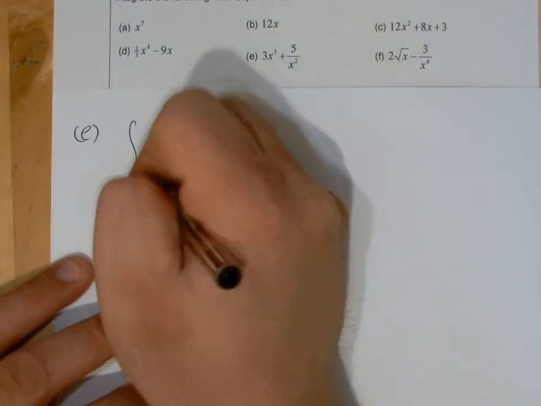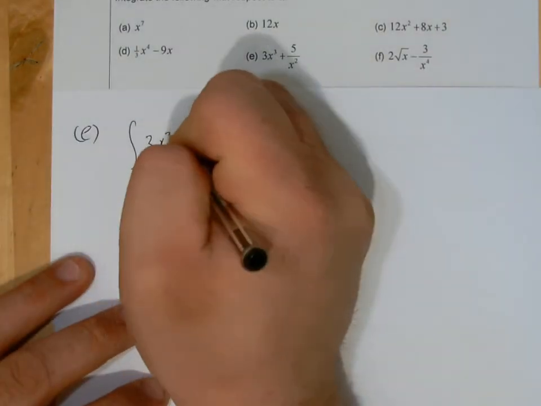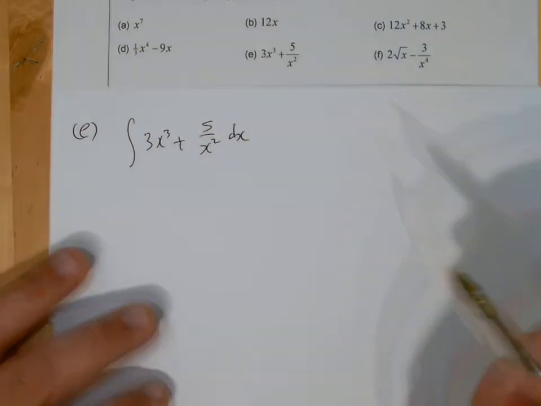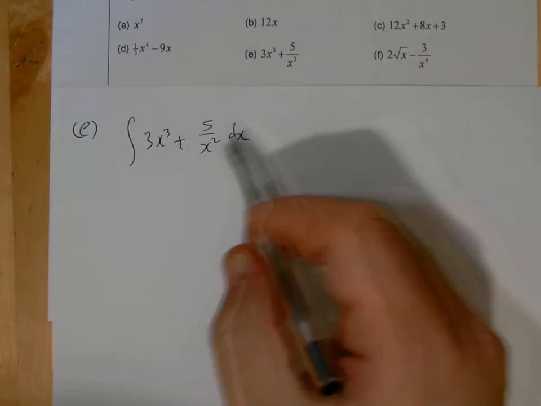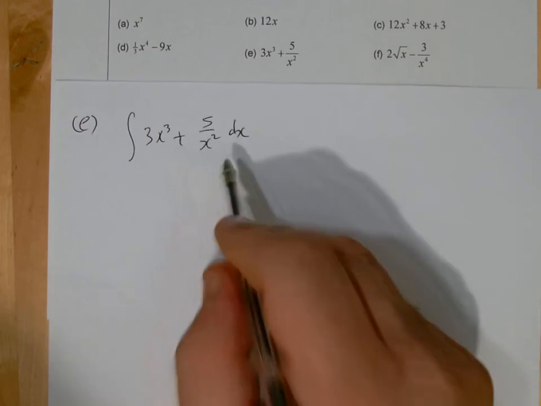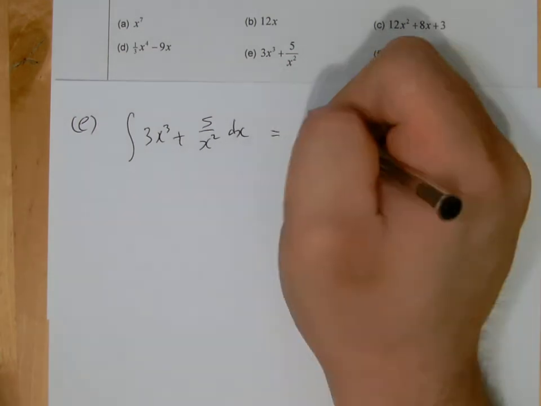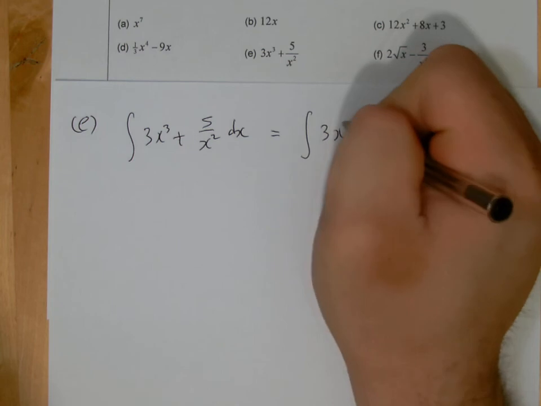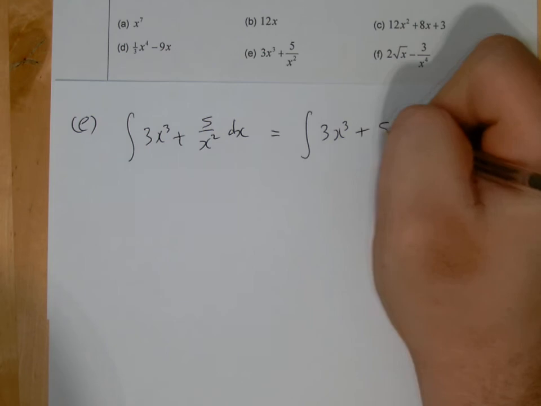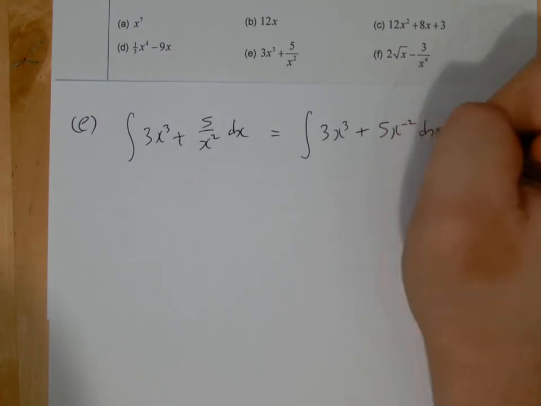So with e, we've got 3x cubed plus 5 over x squared dx. Now what you need to do here, before you even integrate, is get this into an integral form, yeah? You can't integrate it as it is, so I'm going to rewrite it. The first term is fine, but the second term, the x is on the bottom, remember, so you should have taken that up. So you get 5x to the power minus 2 dx, okay?